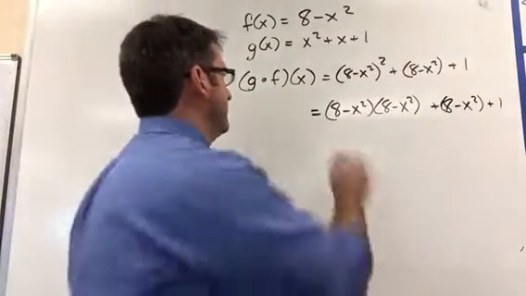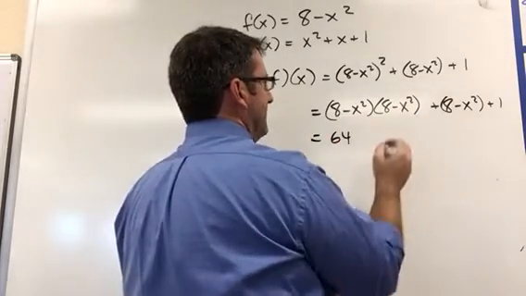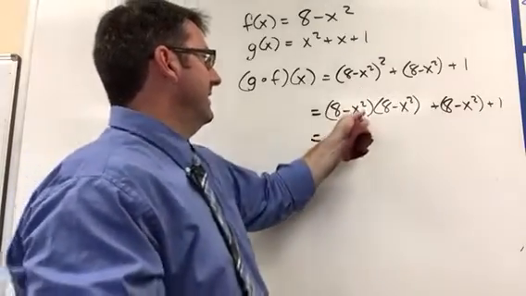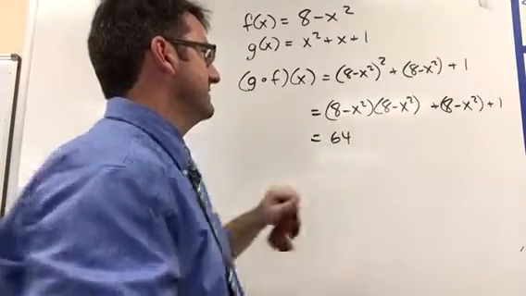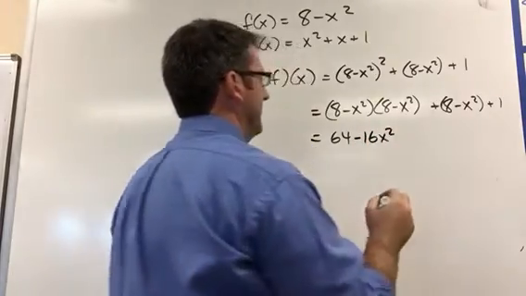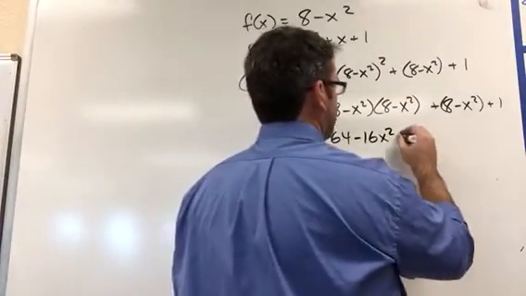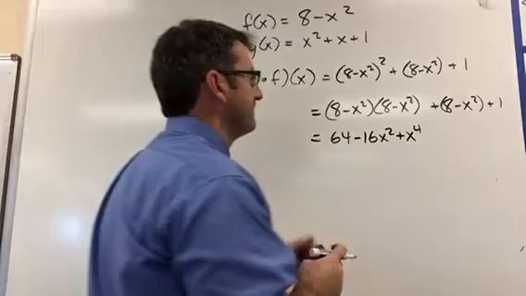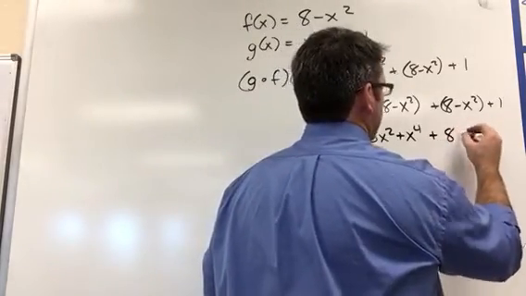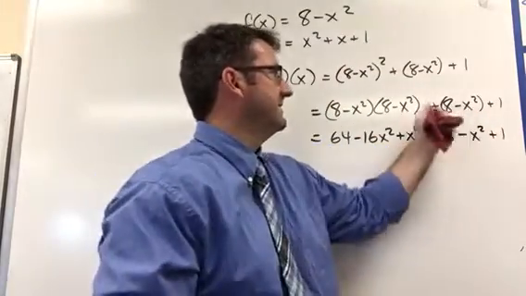All right, let's expand that. 8 times 8 is 64. 8 times negative x squared is negative 8x squared. And then this will also give us negative 8x squared. So this is going to be negative 16x squared. And then negative x squared times negative x squared is positive x to the 4th. All right, plus 8 minus x squared plus 1. We can just drop those parentheses since we're adding.